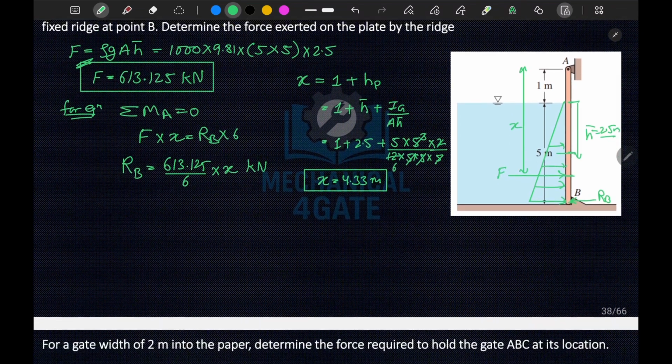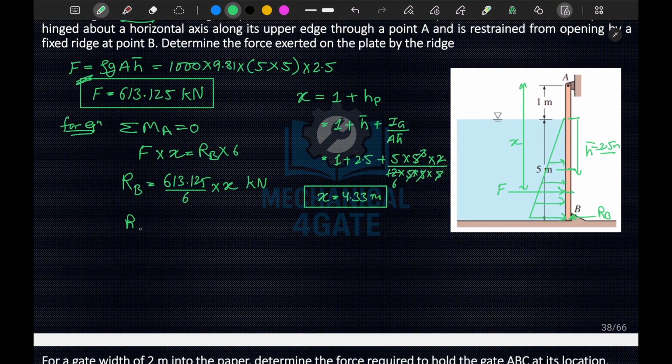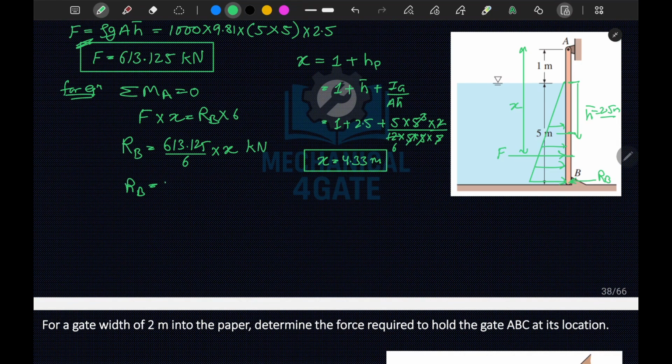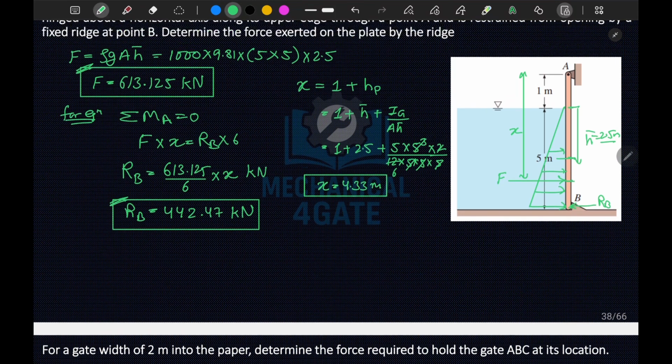So if you substitute the value of x here, you will obtain RB is equal to 613.125 into x, that is 4.33, divided by 6. This comes out to be 442.47 kilonewton, okay. So this is your force exerted by the ridge on the plate, okay.